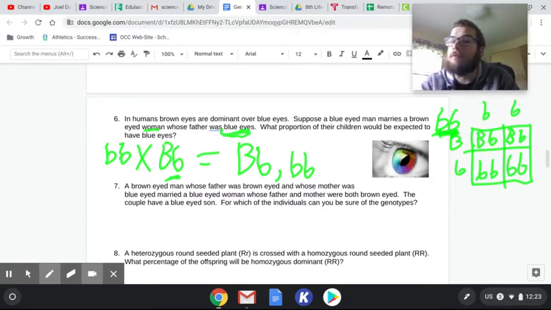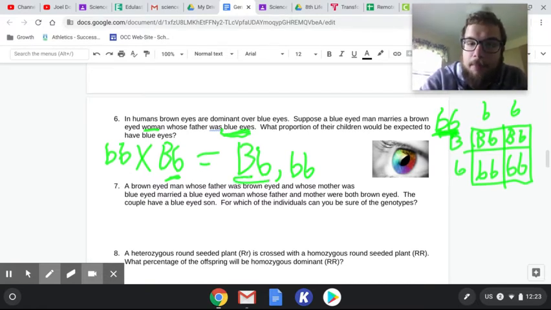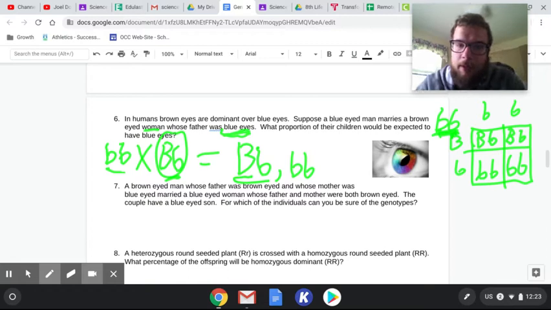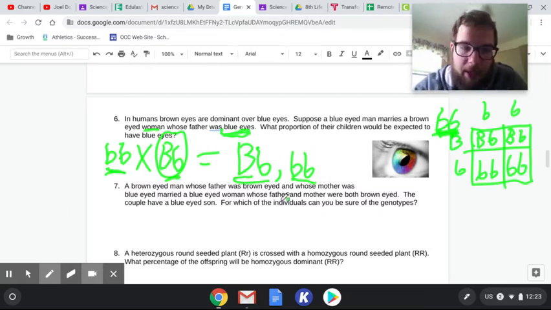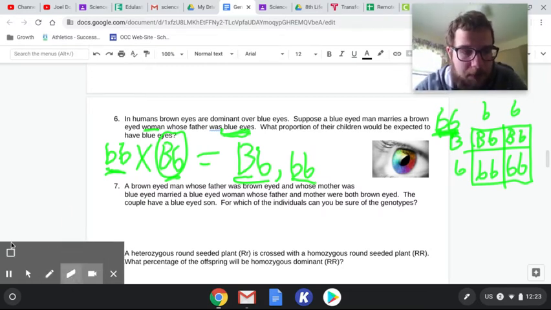Now, you notice none of them are going to be big B. It's not possible because the man with the blue eyes is guaranteed to pass on a little b. So this is basically exactly like what happened in the previous generation that made this woman here. Because one of them has 2 little b's, it's guaranteed that the offspring are going to have 2 little b's as well. So there's a little connection you can make between generations.